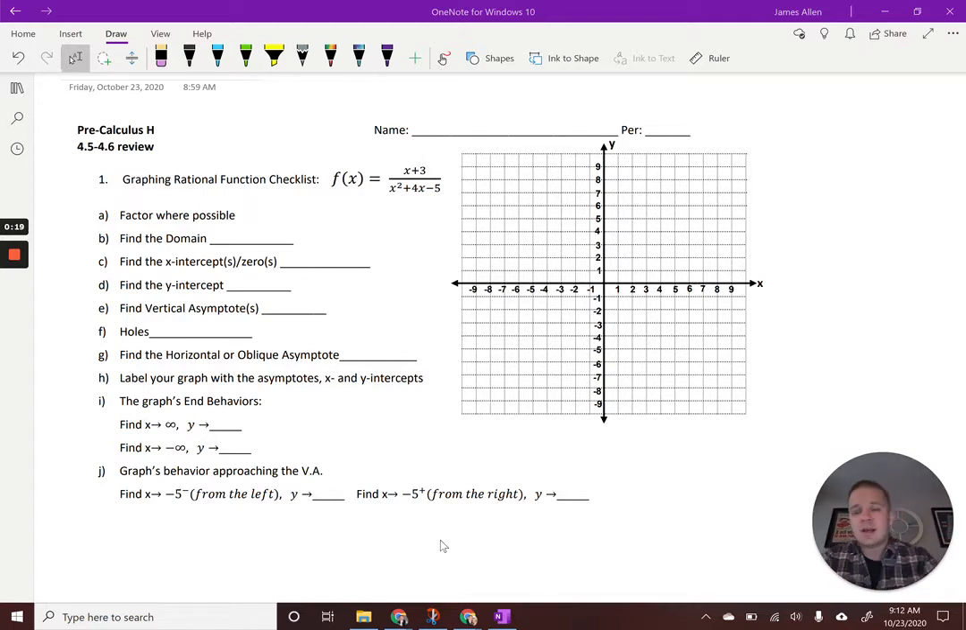So let's hop to it. We're going to go ahead and graph one of these. We haven't done one of these in a while. So what's the first step when we're going to graph a rational function? I'm going to factor everything. Okay, so let's go ahead and do that.